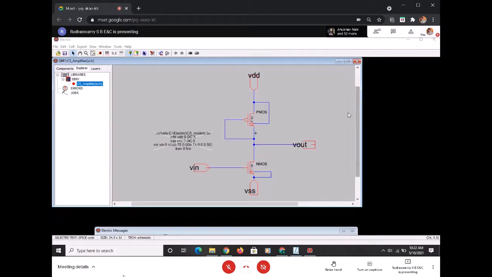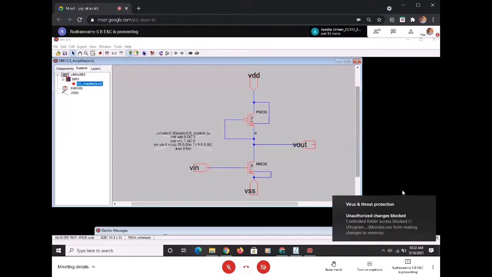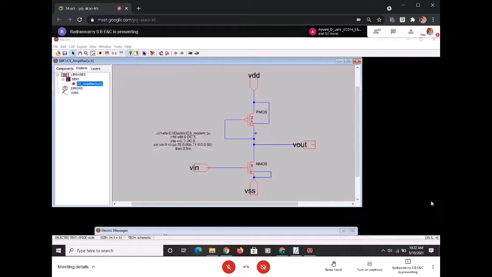Any clarification or doubts in designing this common source amplifier, and also the schematic drawing, what all the piece-wise model has to be done, and how exactly your width and length ratio of PMOS and NMOS has to be initiated? Yes? Any clarification? Fast. Yes, no? Is the common source amplifier design and the simulation clear?